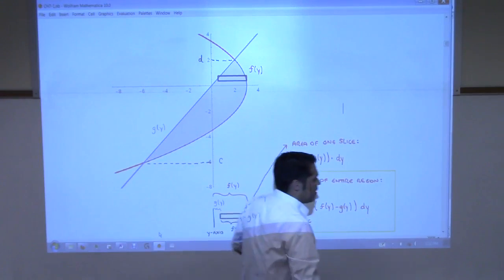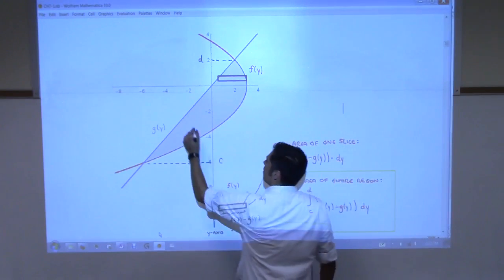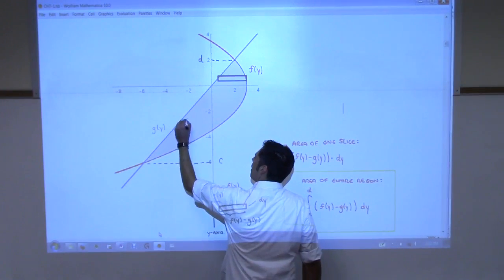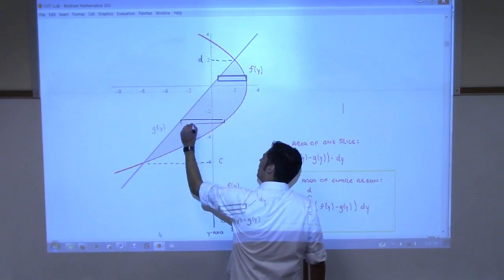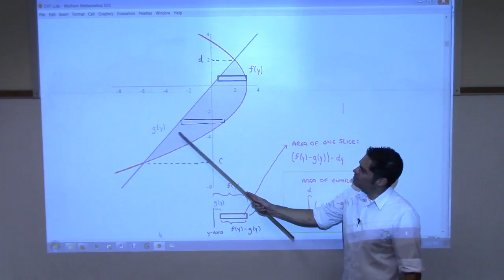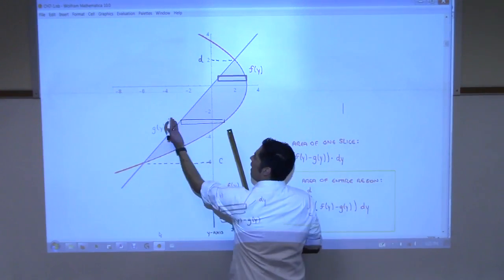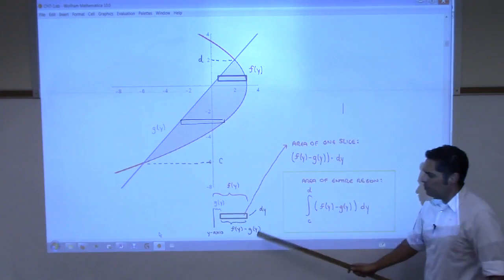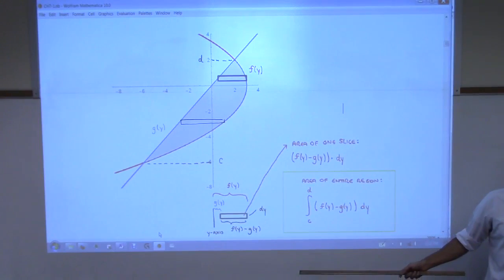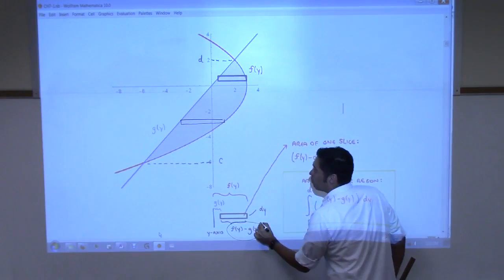Now, I had a student in my other class ask me a really good question: what about this rectangle right here? Is my formula going to fall apart? Because they were saying, wait a minute, this function g of y is on the other side of the y-axis. So is this formula actually going to work? Yes? Okay, so let's just talk about why it would work.